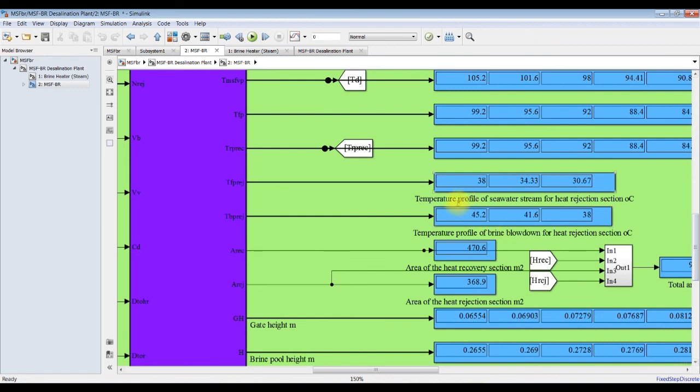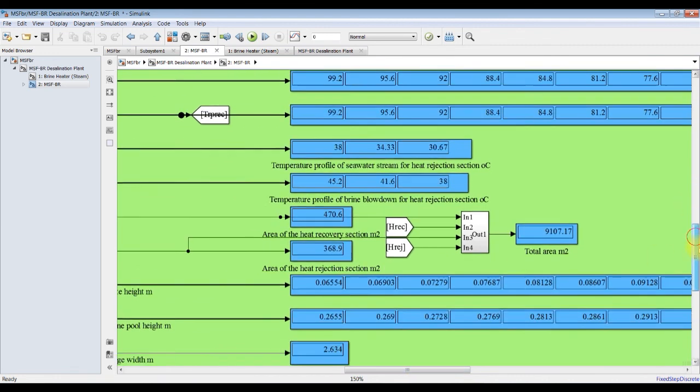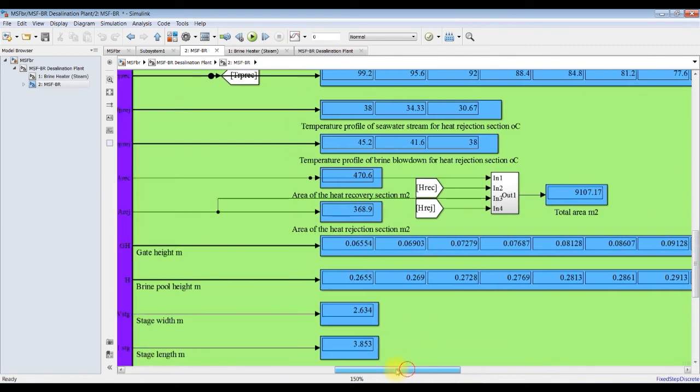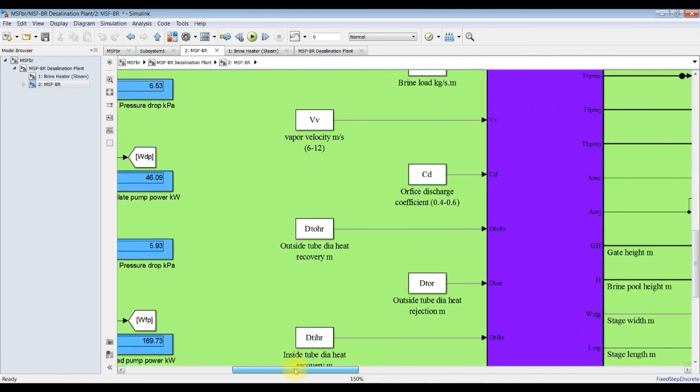This is the temperature profile for the heat rejection section. This is the last brine temperature as we assigned. It's 38. This is the last stage temperature. And we can see here, you can find out your area profile, gate height, length, and so on.